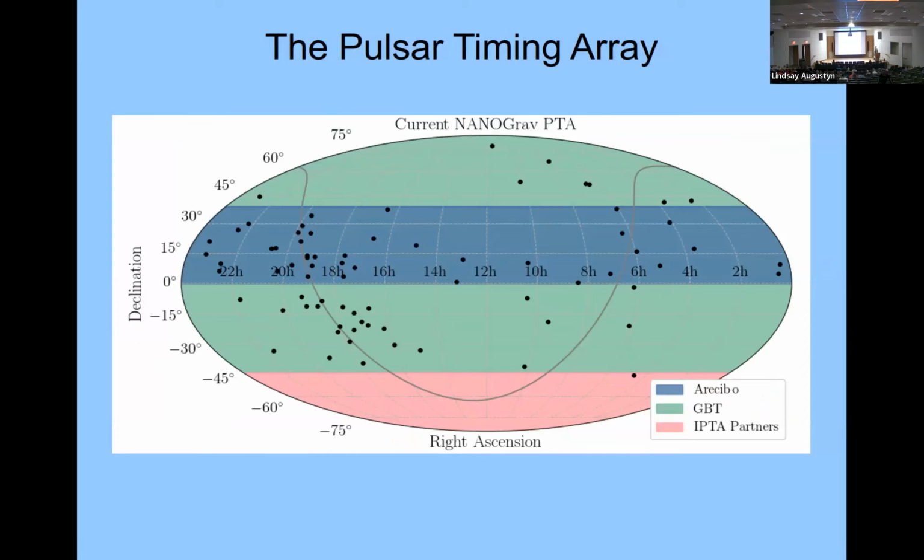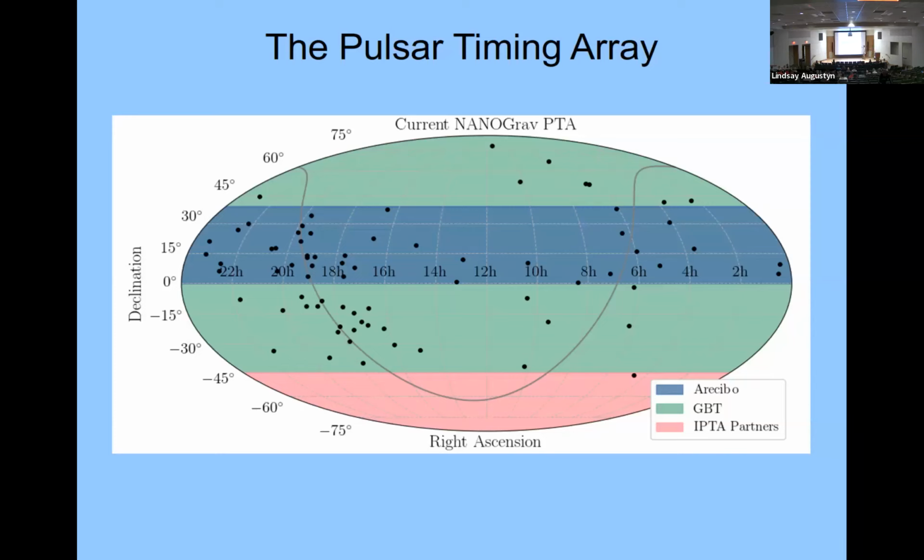So LIGO was a detector that's about 4 kilometers long, and there's 2 of them. There's one in Louisiana, there's one in Washington State. Our pulsars are distributed across the galaxy. So our detector of gravitational waves is a galactic scale detector.